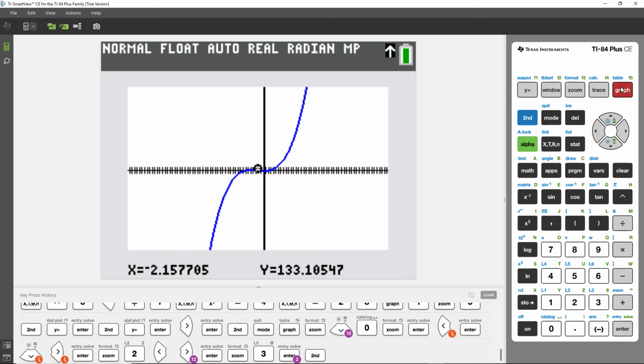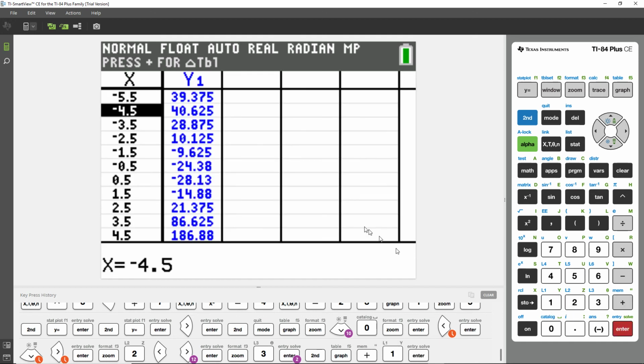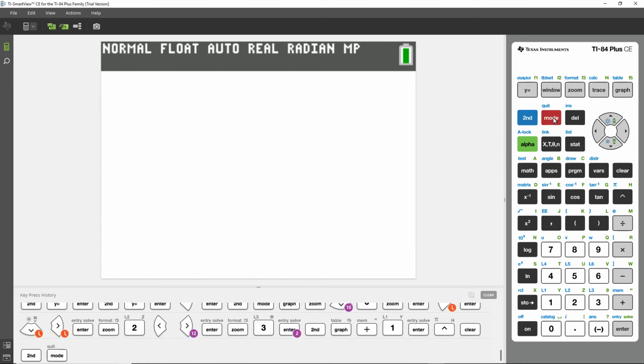And of course we can create a table of values and change the table so the y's are every 1 unit. It can help zero in on the graphs there. That's not too bad. All right, all right.